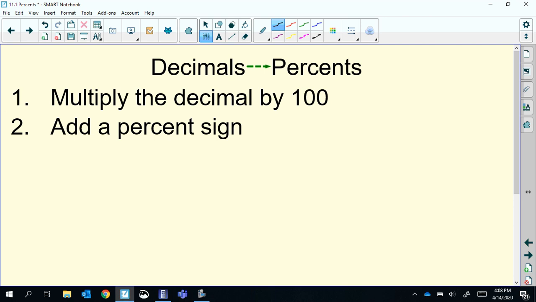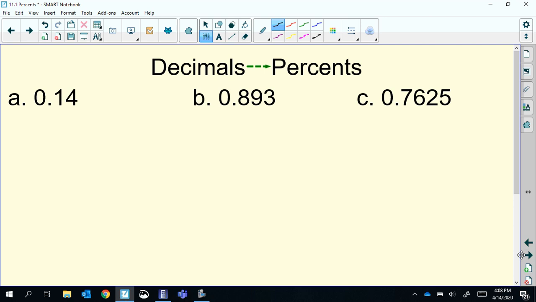Decimal to a percent, we just talked about that. You just multiply by 100, add the percent sign. So it's just that last step. We don't need the calculator first, or to divide first. So multiply by 100, or just move it 2 spots. That's 14%. Multiply by 100, or move it 2 spots.